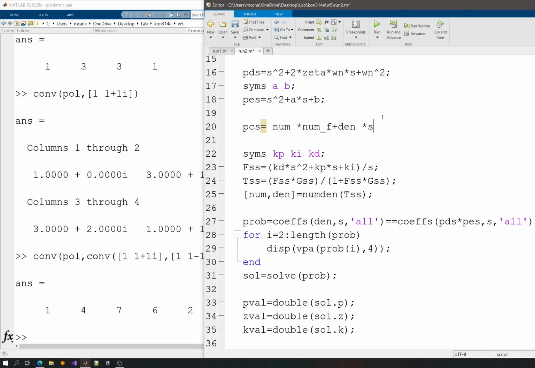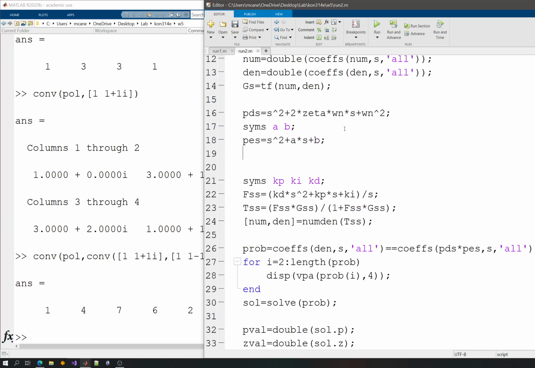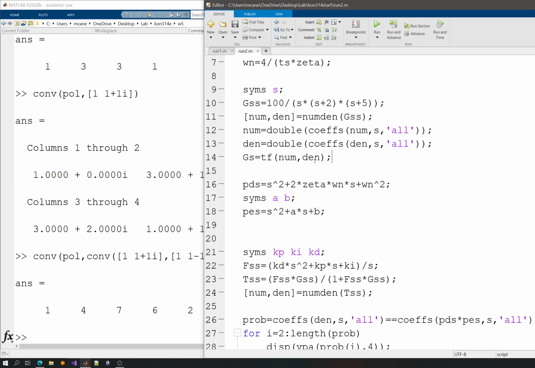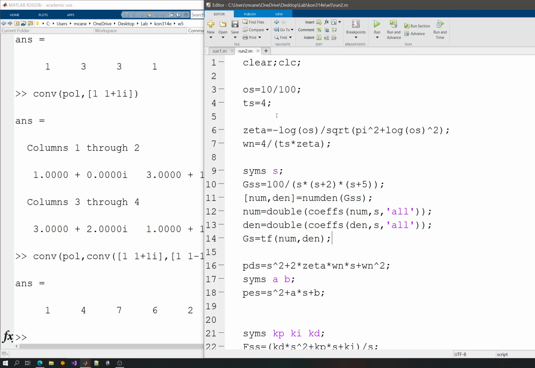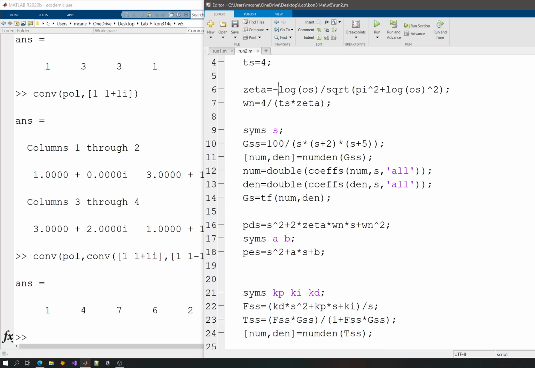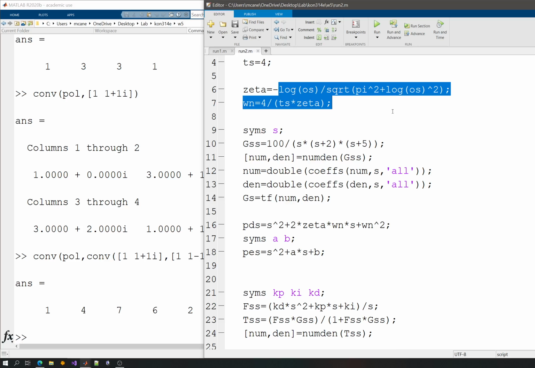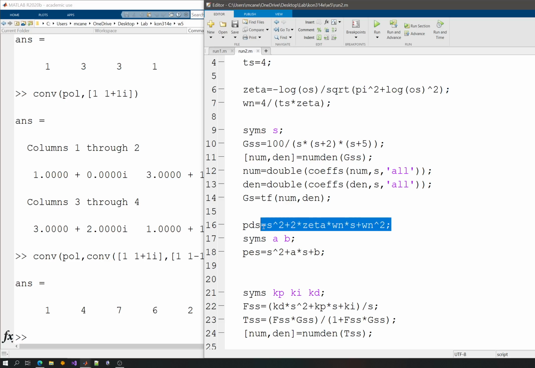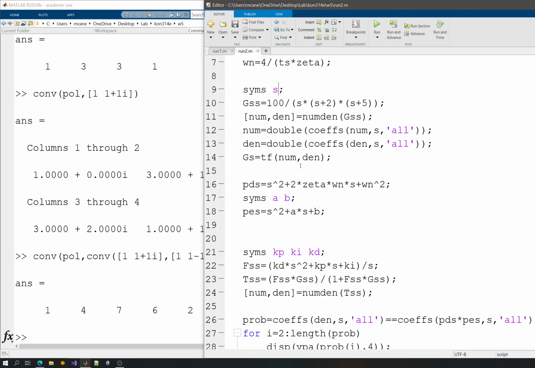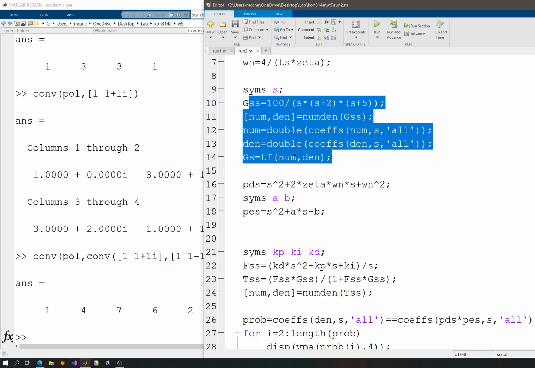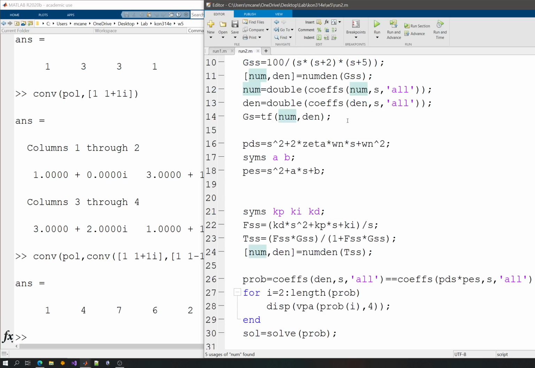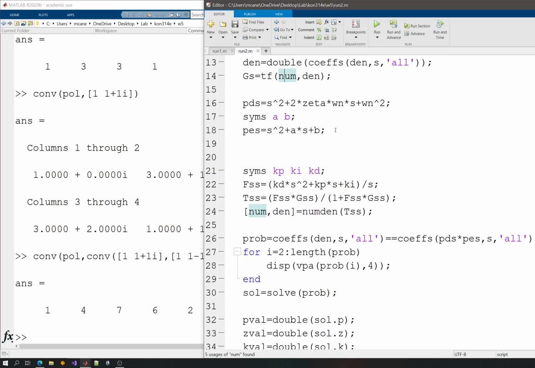Okay, now enough talk, let's do some design. Let's carry out the design process here. Basically, I have the overshoot and settling time. I have calculated my zeta and omega n, which directly relates to my PDS and gives me the exact polynomial. Then I have defined my system. I also directly converted it into the transfer function object, since I will need this for evaluation of the step response.